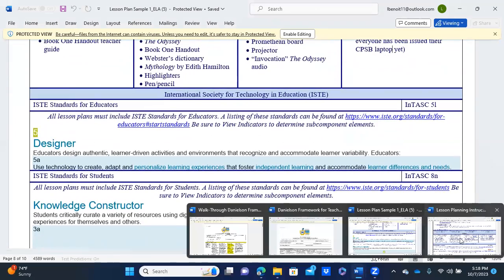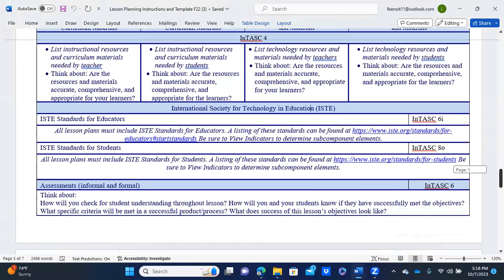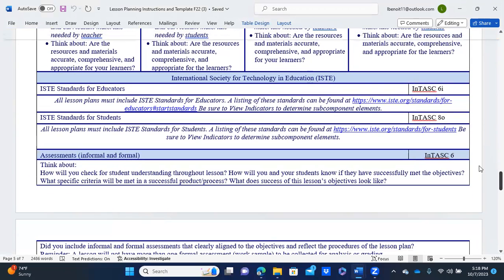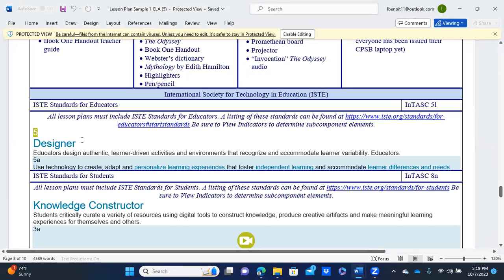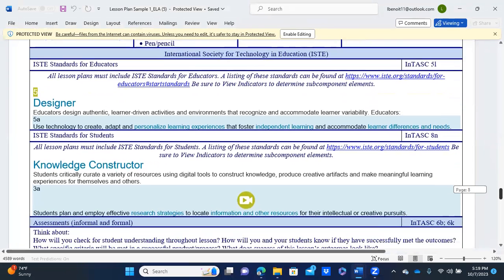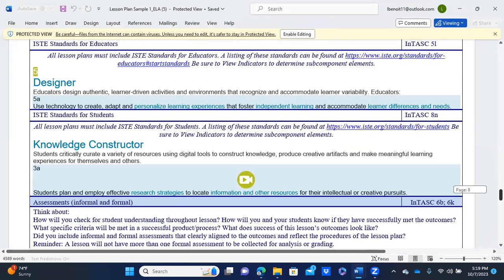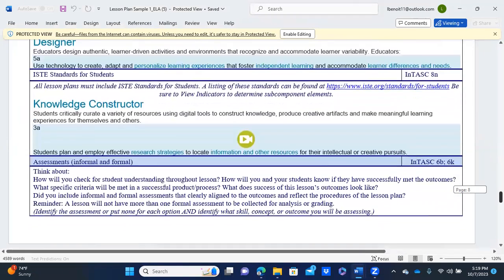The next part of the lesson plan template is the International Society for Technology and Education. So these are our ISTE standards. If you're not familiar with those, there is a link provided here. This is something that you should have done in your Education 245 course, and you also should be revisiting it in the planning course 317 and 318. But just in case, it's linked here for you. And so this teacher, she actually just copied and pasted straight from that linked document. And these are the standards that she is implementing in this particular lesson: designer and knowledge constructor.